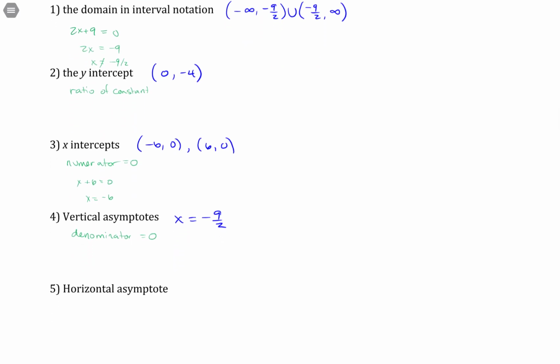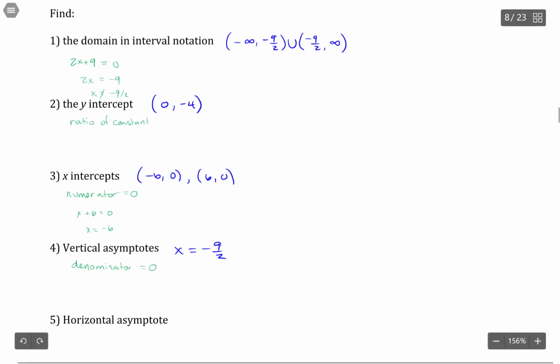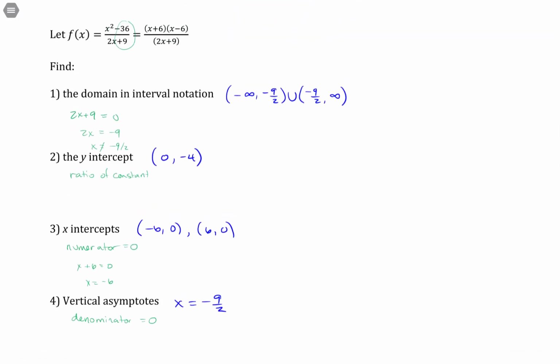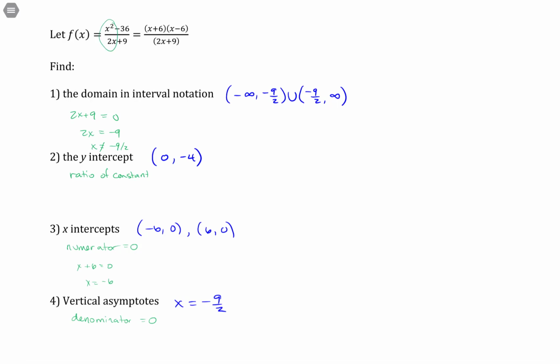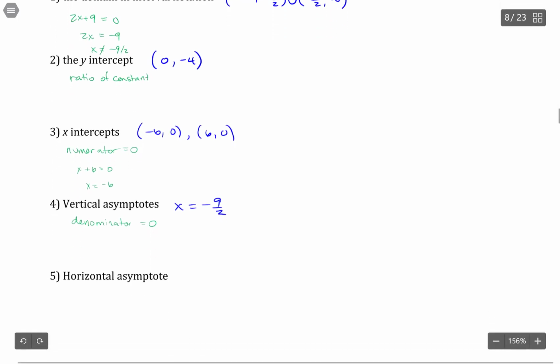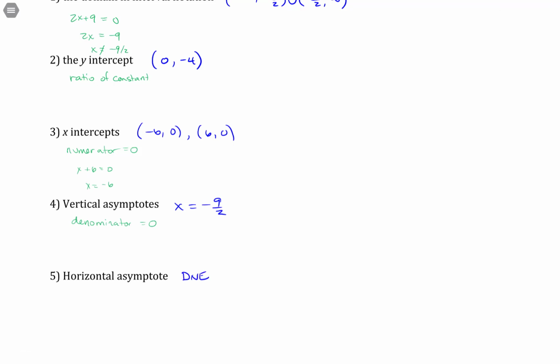And horizontal asymptotes. The horizontal asymptotes depend on how the degrees of the numerator and denominator compare. So in this particular case, the degree of the numerator is higher than the degree of the denominator. So what that means is there is no horizontal asymptote. That particular value simply does not exist in this equation. There would be a slant asymptote, but that's not asked for in this particular problem.